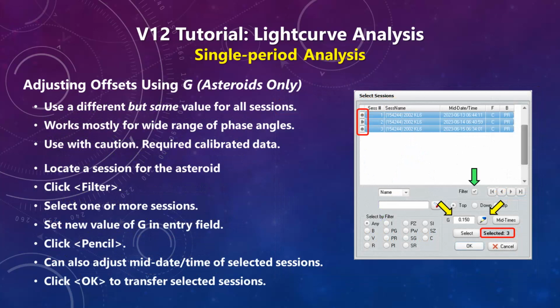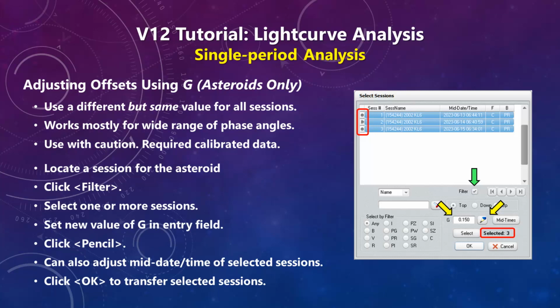This method to find a best fit of all sessions at one time applies to asteroids only. This is done by changing the value of the phase slope parameter, G, in the HG system, to adjust the corrections applied to the sessions to put them on the same zero point. The steps to do this are outlined on the screen, and would be done when selecting the sessions for the object to be available for analysis. This works only if the data span a wide enough range of phase angles.